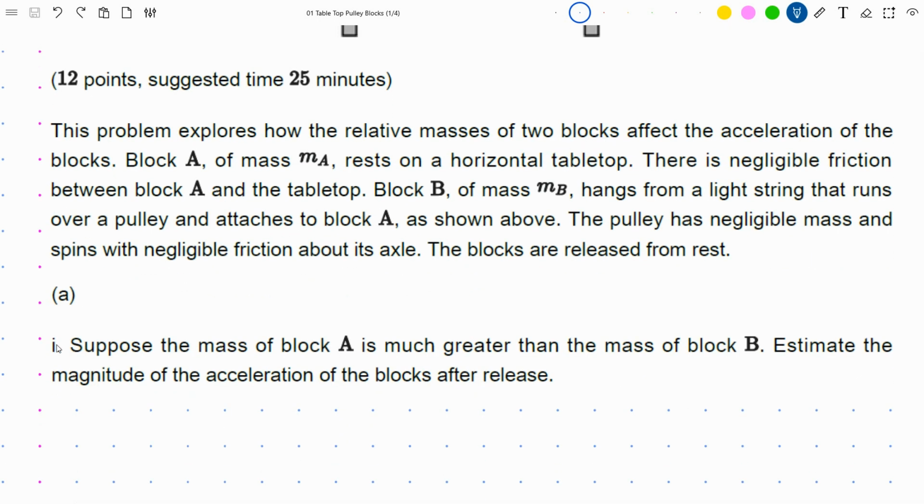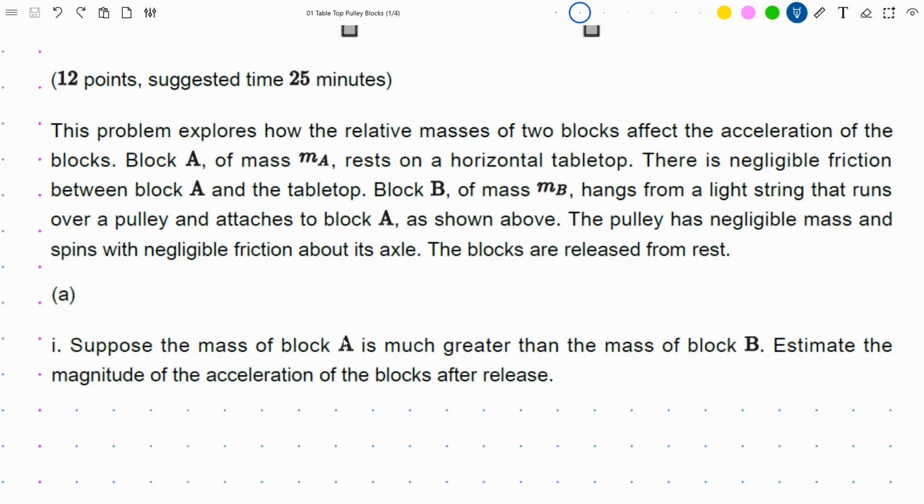Part A, subpart 1 says, suppose that the mass of block A is much greater than the mass of block B. So just to explain, much greater is effectively language that says not just a little bit greater, don't even think like 10 times greater, don't think 1,000 times greater. Much greater means push it all the way.